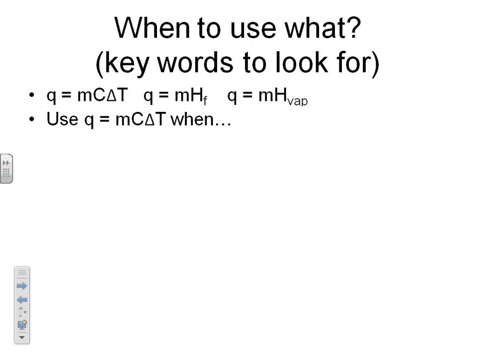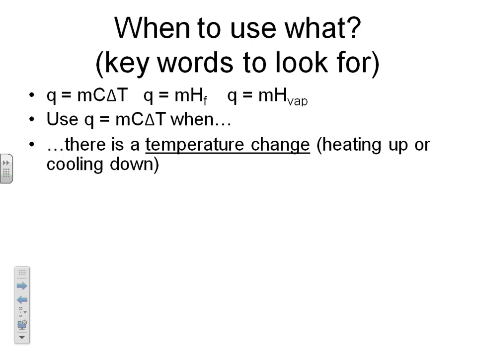So the first one, use Q equals MC delta T when... What are the key words in the problem that you would want to really latch onto? The thing that sets Q equals MC delta T apart from the other two is really the inclusion of temperature. Temperature change matters with Q equals MC delta T. Notice that T is not a part of the other two heat equations. It's just not there. So if you are changing temperature, if you are heating something up or cooling it down, if the temperature is changing, that's when we use Q equals MC delta T.